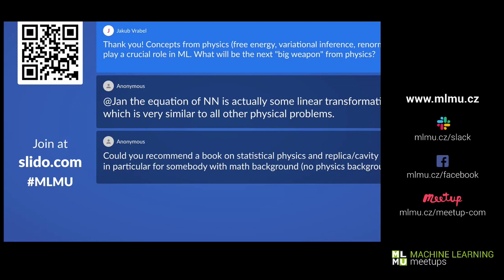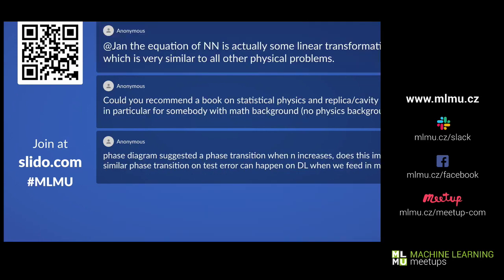So the next question, from Jan: the equation of a neural network is actually some linear transformation, which is very similar to all other physical problems. That's not a question, but is that true?